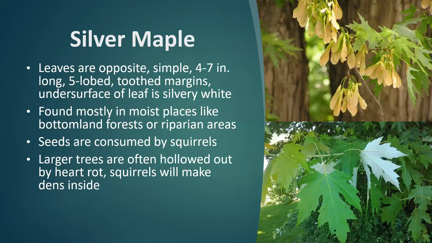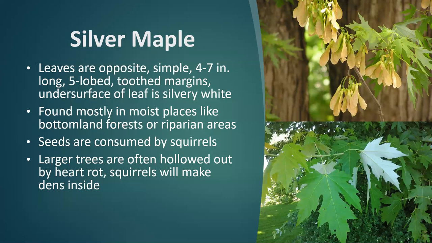Up next is the silver maple. You can see it's going to have that same fruiting structure of a double samara. And if you think back to the last species, you can see on the silver maple these lobes are a lot deeper. They have really deep sinuses that almost go entirely to the midrib of that leaf. Now the silver maple obviously gets its name from the underside of that leaf, which, again, is almost silvery white.